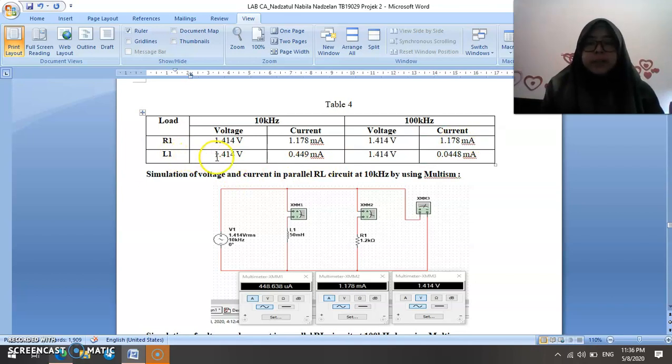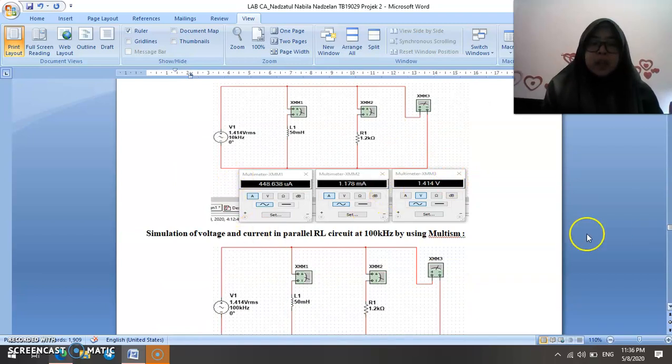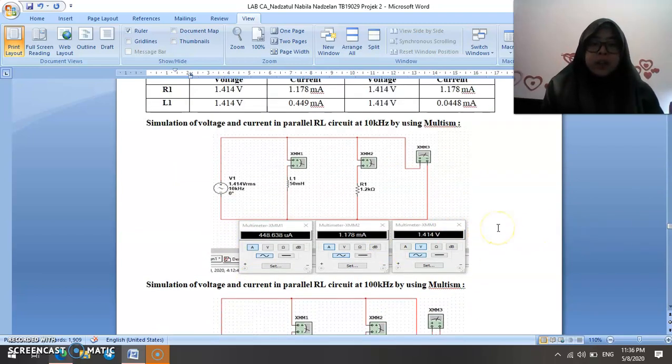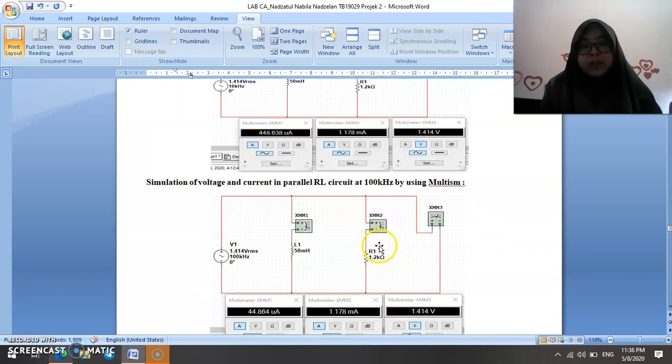At the inductor, for 10 kHz frequency, the voltage was 1.414 volt and the current 0.449 mA. For 100 kHz frequency, at the inductor, the voltage was the same, 1.414 volt, meanwhile the current was 0.0448 mA. This is the picture of the simulation by using Multisim for both 10 kHz and 100 kHz frequencies.